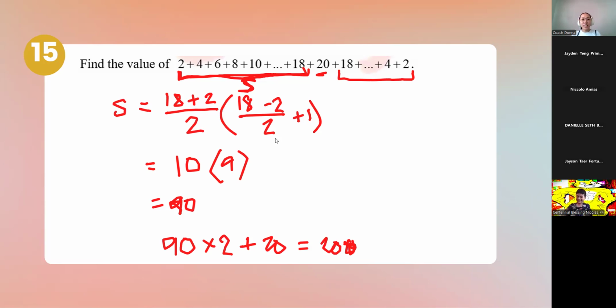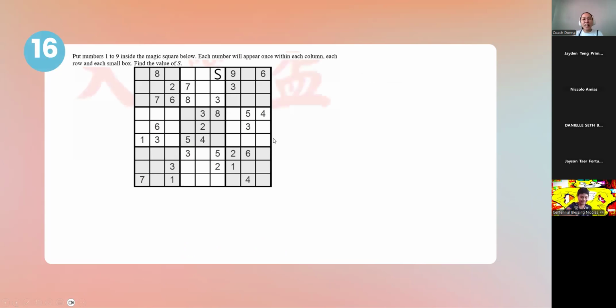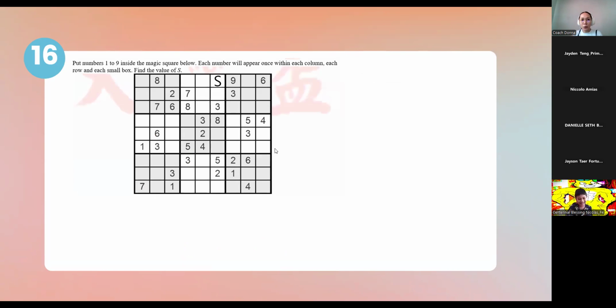For number 16, put numbers 1 to 9 inside the magic square below. Each number will appear once within each column, each row, and each small box. Find the value of S. We're basically like doing Sudoku here.